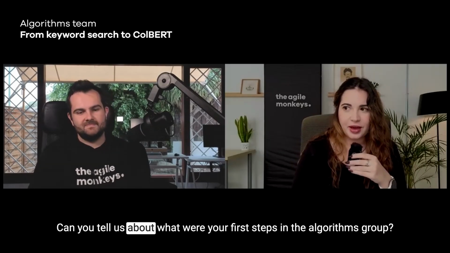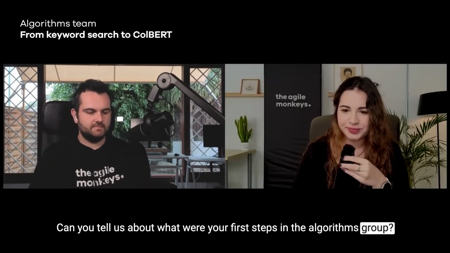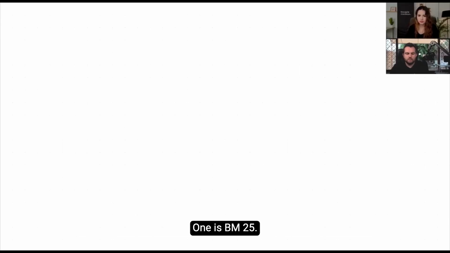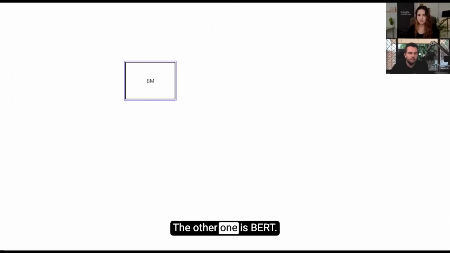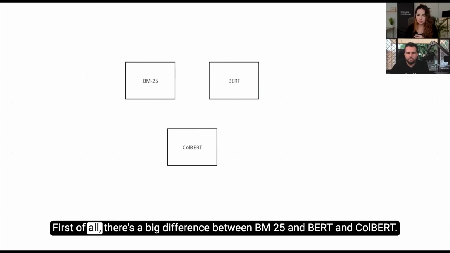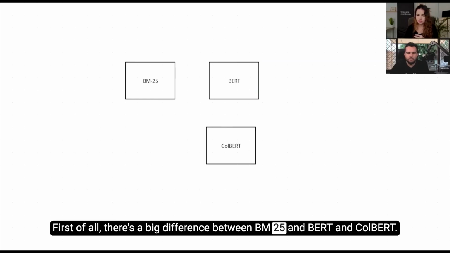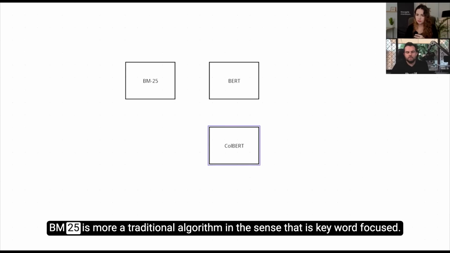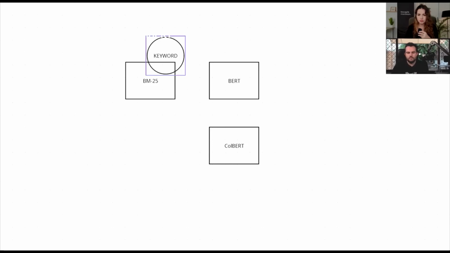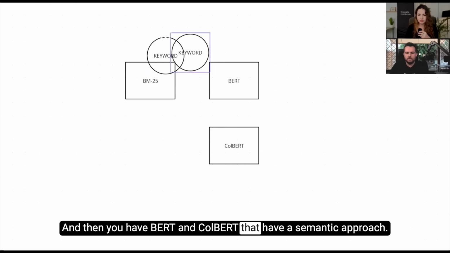Can you tell us about what were your first steps in the algorithms group? The biggest research we have done is around these algorithms. One is BM25, the other one is BERT, and the final one we have looked at is ColBERT. First of all, there's a big difference between BM25 and BERT and ColBERT. BM25 is more a traditional algorithm in the sense that it is keyword focused. So let me just round it here and say this is a keyword algorithm. And then you have BERT and ColBERT that have a semantic approach.